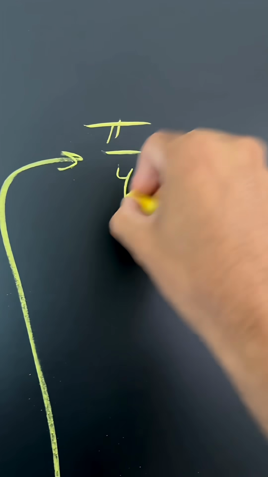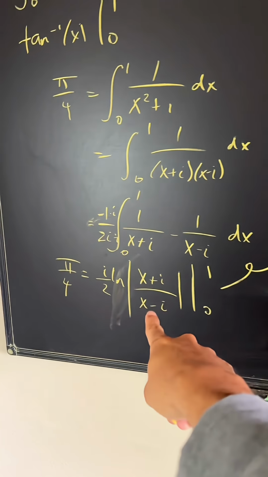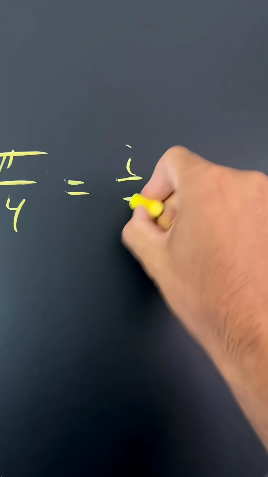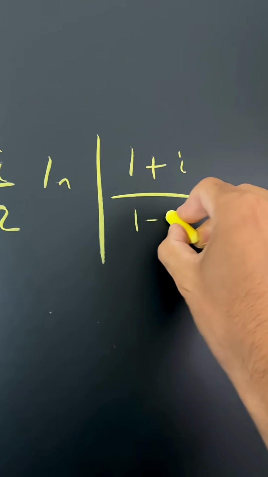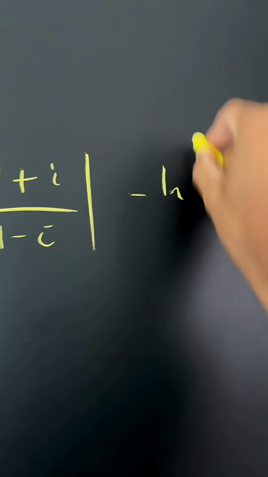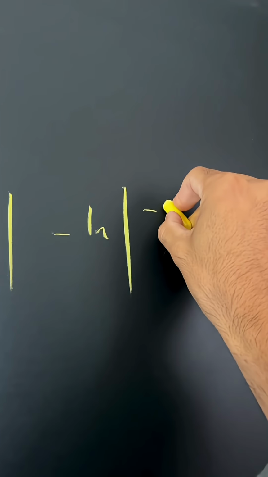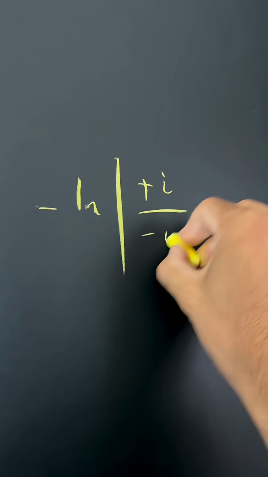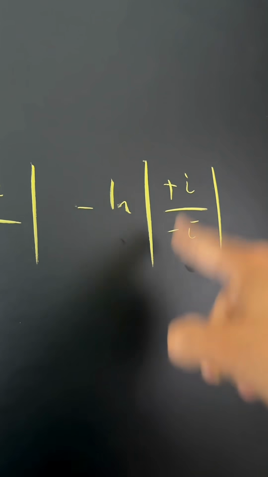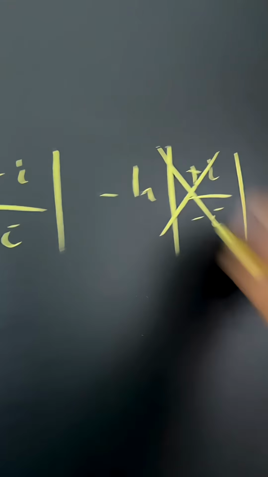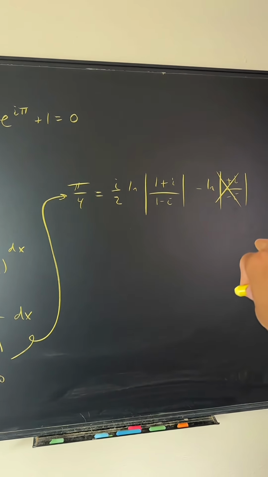So using the first fundamental theorem of calculus, we get that pi over 4 is equal to, plugging our 1 here, we're going to have i over 2, and then we have natural log of 1 plus i over 1 minus i, minus natural log of positive i over negative i. Now this one here will turn into -1. Natural log of the absolute value of -1 is 0, so this just goes away. All right, we're not going to worry about that now.